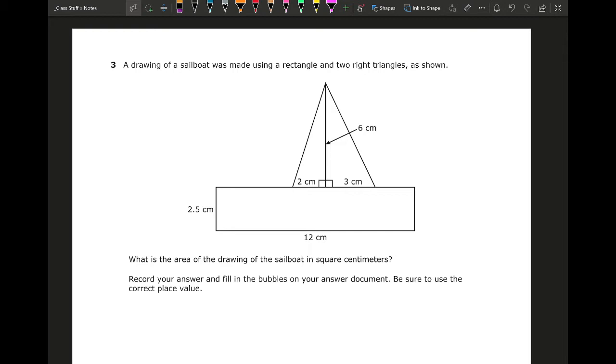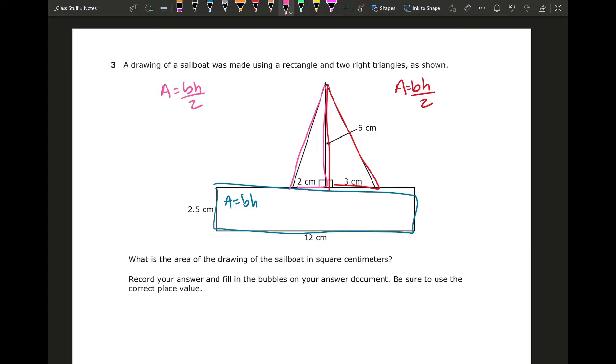So the good thing about this is that they're telling us that they made the measurements using a rectangle and two right triangles. We have that one right there, and we have this one right there. Two different ones. So basically, to find the area of the composite figure, we have to find the area for each one of those shapes. I just showed you the formula chart on the previous question, so I'm not going to go back to that. But the formula for a rectangle is just area, base times height, and that's it. And the formula for the triangles is base times height divided by two. So we're going to have to do those formulas, and we're going to use the numbers that we have. So for the rectangle, all I have to do is multiply 12 times 2.5. And when I do that, what do I get?